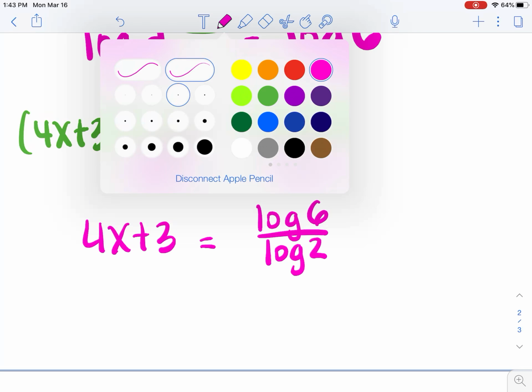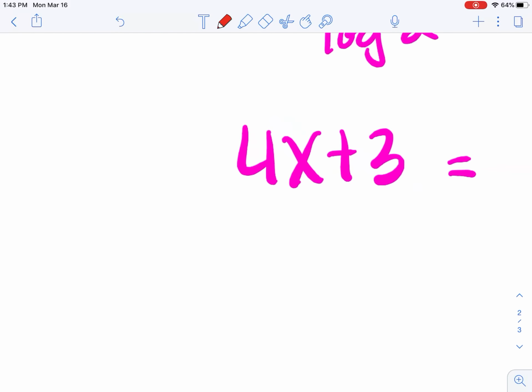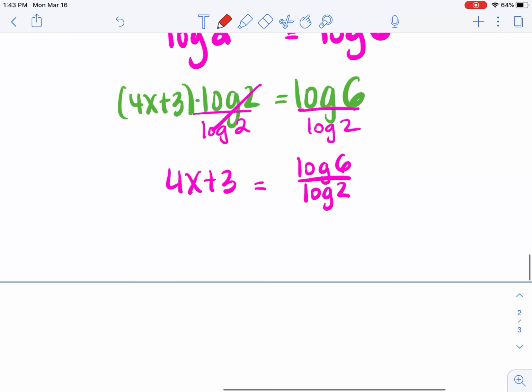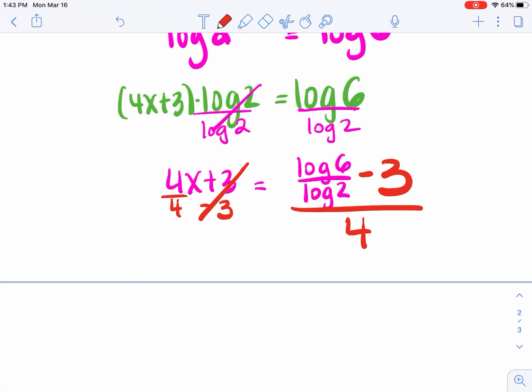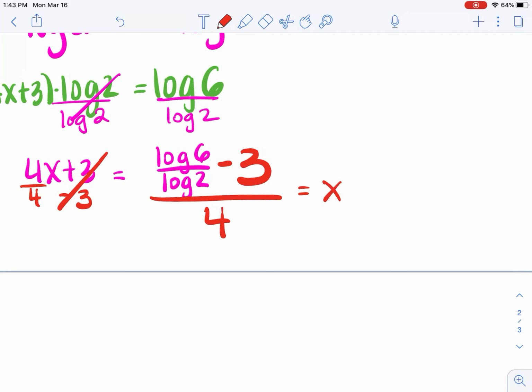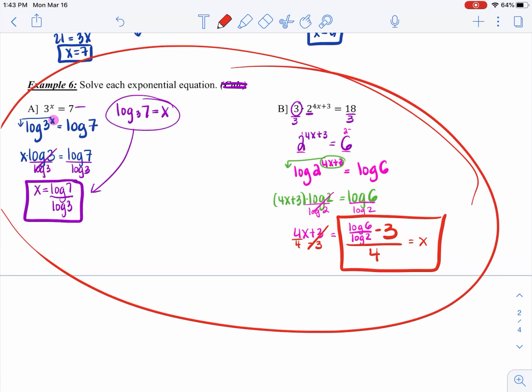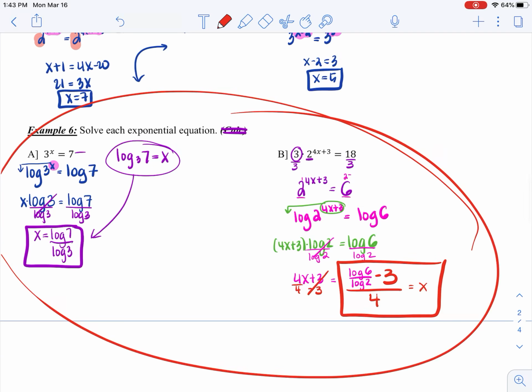So now I need to get x by itself. What are the steps to getting x by itself? If I said get x by itself, I'm not showing you what's over here. Subtract 3, divide by 4. So I'm going to subtract 3, divide by 4. So my final answer is x is equal to log 6 divided by log 2 minus 3, all over 4. We'll see more problems like this tomorrow. Please remember that there's nothing like that on your homework because I feel like we need to practice it more. So go ahead.